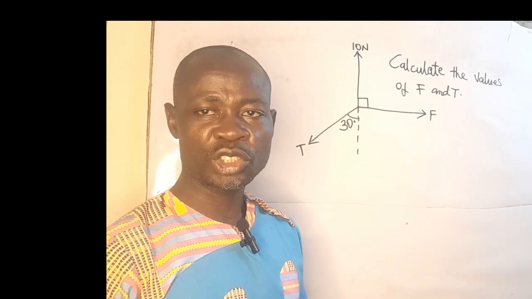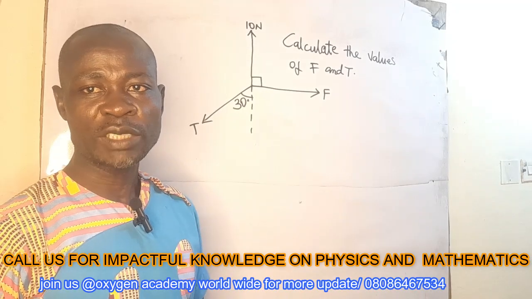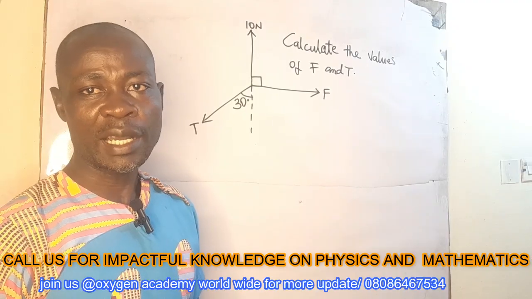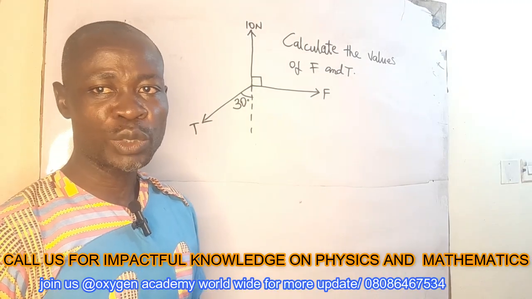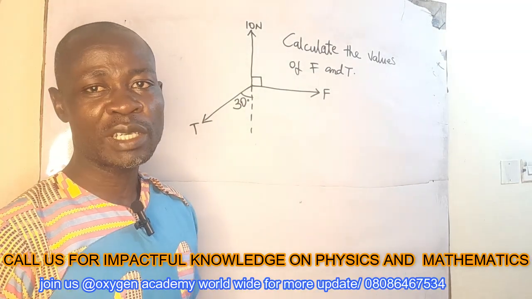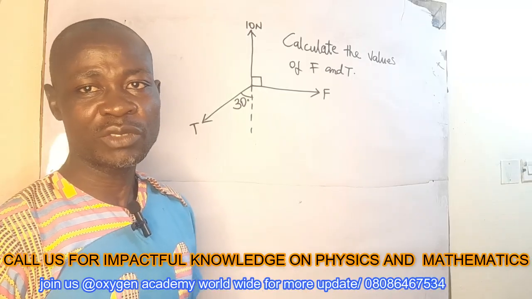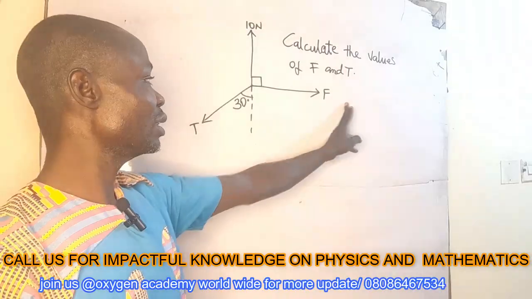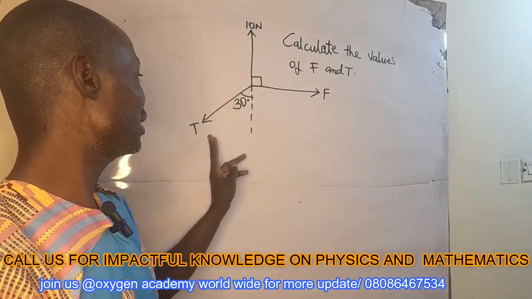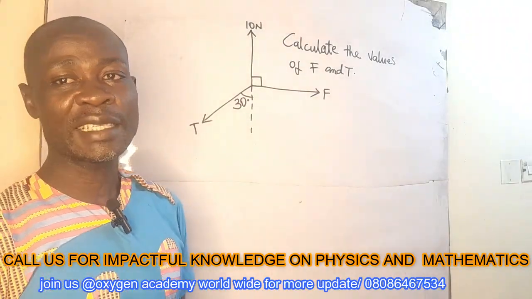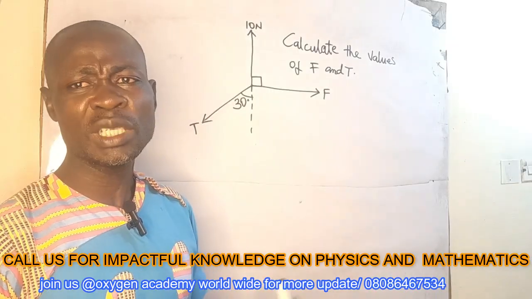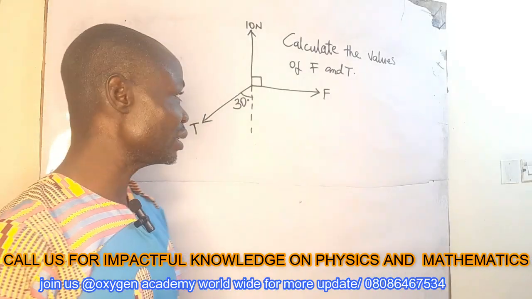Okay, so in solving resolution of vectors in three forces, when three forces are acting at a point, how do we compound them? When you look at these forces, we have three forces here: a 10 Newton force, force F, and another force T. They are acting at a point. So how do we resolve them? How do we find the forces here?